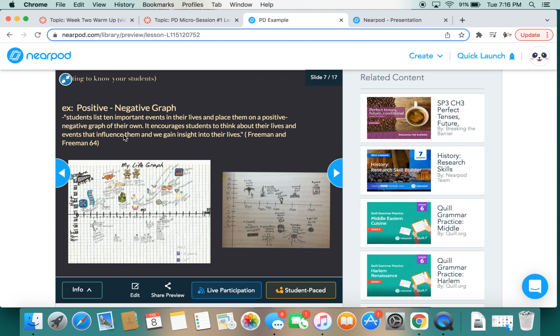Another thing that we can include is a positive negative graph. For this, one example is that they would list important events in their lives and place them on a negative positive graph. It encourages students to think about their lives and events that influence them, and I think this is a really great way to incorporate a learner-centered activity because we are able to gain insight into their lives. We are able to know a little bit more about them in depth, about great events and the maybe not so great events that shaped our students into who they are.